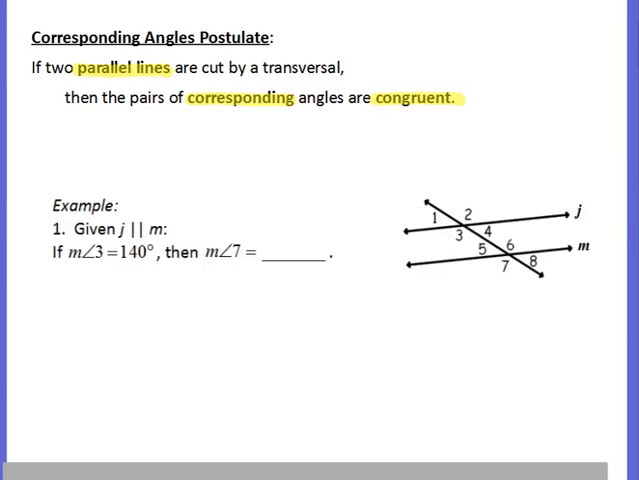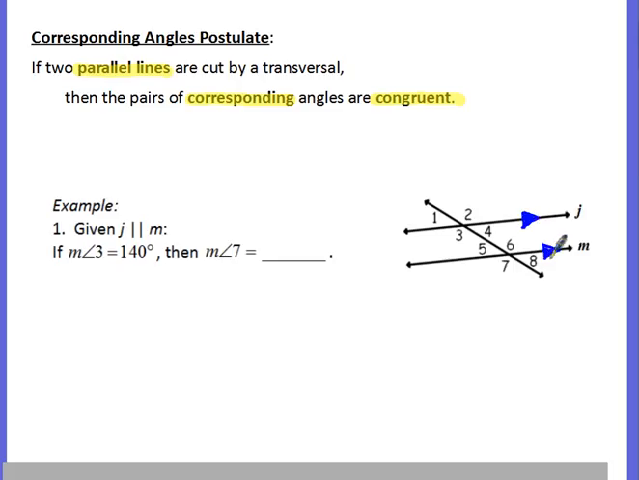And let's look at our example. Given the lines J and M are parallel, that's that little symbol here with the 2 vertical lines, that means J and M are parallel. And how do we indicate that on a drawing like this? We use an arrow symbol on both of those lines. Now the arrow that you choose can be any type of arrow. It can be an open arrow like this, it can be a closed arrow like this, or it can even be filled out.